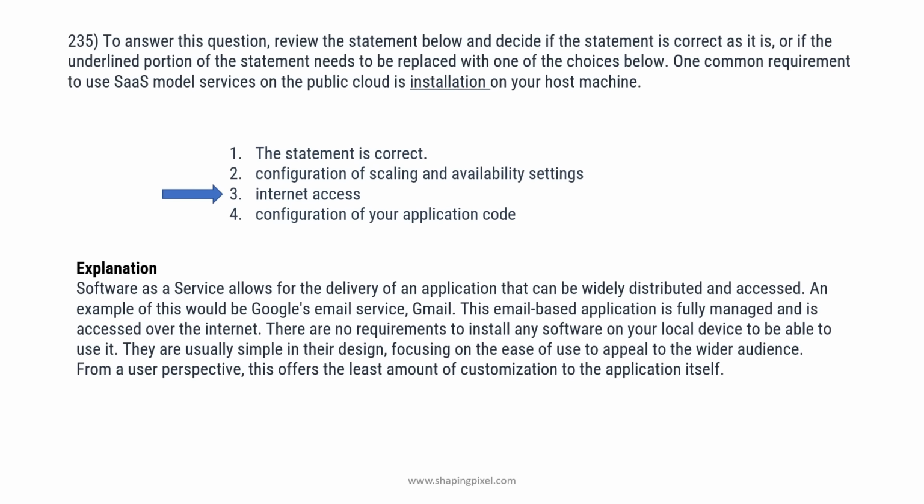So software as a service allows for the delivery of an application that can be widely distributed and accessed. An example of these would be Google's email service, Gmail. This email-based application is fully managed and is accessed over the internet. There are no requirements to install any software on your local device to be able to use it. They are usually simple in their design, focusing on the ease of use to appeal to the wider audience. From a user perspective, these offer the least amount of customizations to the application itself.